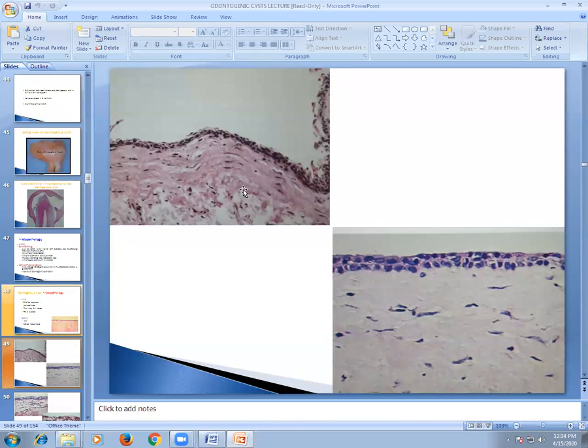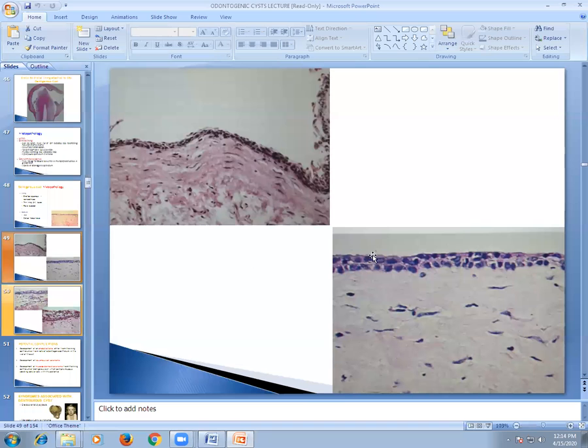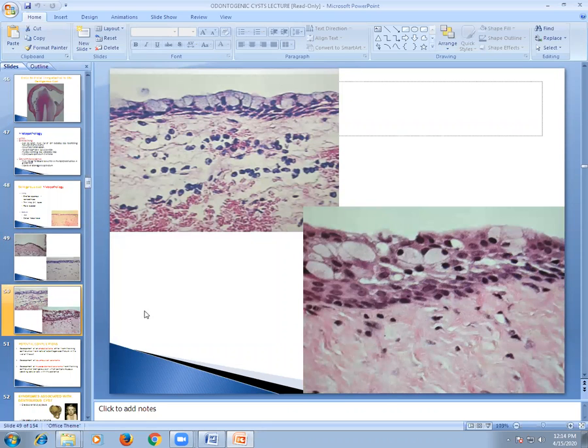Next picture is the dentigerous cyst. It has the reduced enamel epithelial lining, 2 to 3 cell layers thick, and an underlying connective tissue capsule. Sometimes it may contain mucous cells and fat cells.